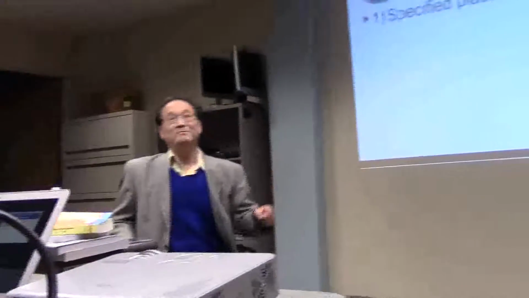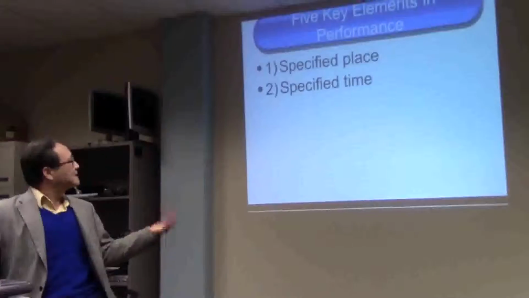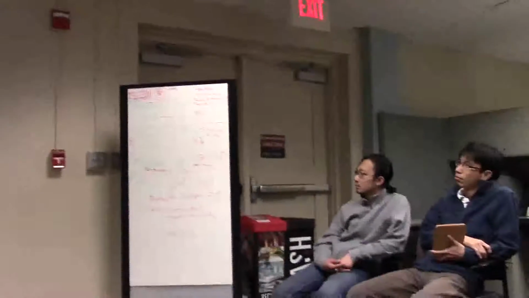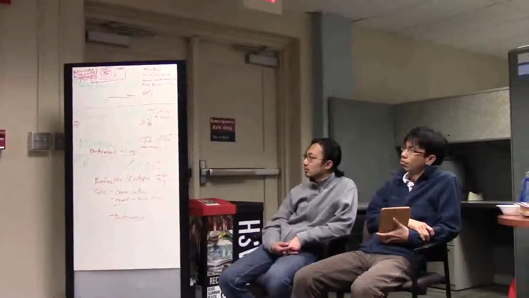Okay, so by the new definition, we identify 5 key elements in the performance. One is specific place. We need the location. Just like a realtor said, location, location, location. We're not in it for making money, but that's important anyhow. Second, specific time. We cannot exist without time. We need to be time limited. This is today, tomorrow, yesterday, or any certain time. We need to identify that.